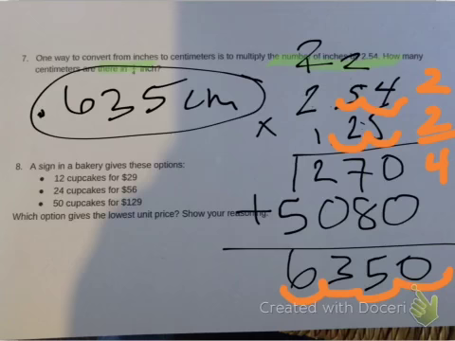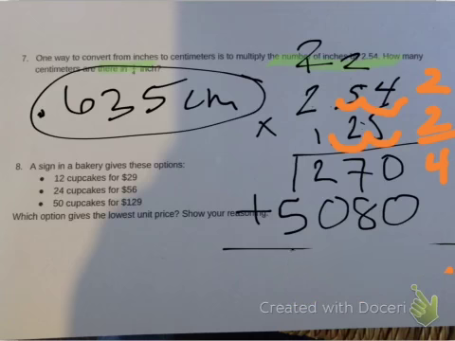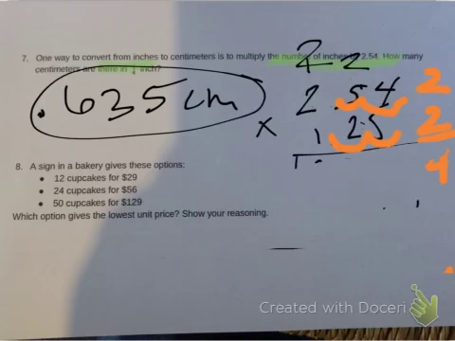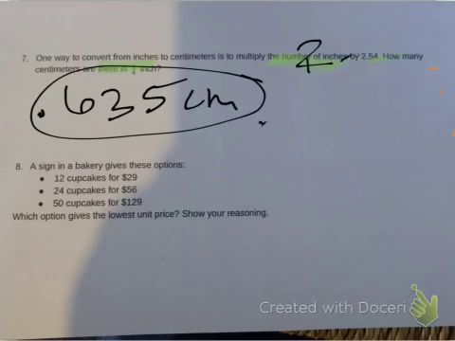For the bottom question, number 8, it says a baker gives these options: 12 cupcakes for $29, 24 cupcakes for $56, 50 cupcakes for $129. Which option gives the lowest unit price? Show your reasoning. That unit price is a hint. When we see this, we're going to be dividing each of these. So we'll take 29 and divide it by 12.